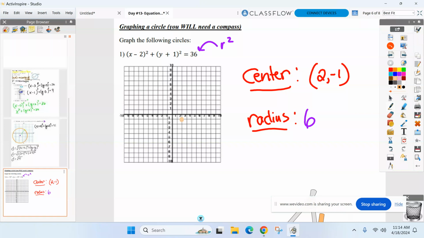How about just up, down, left, and right? Yes, up 6, right 6, down 6, left 6. That'll give you 4 points on the circle. And again, you guys can just freehand this. I will be walking around criticizing any awful circles.